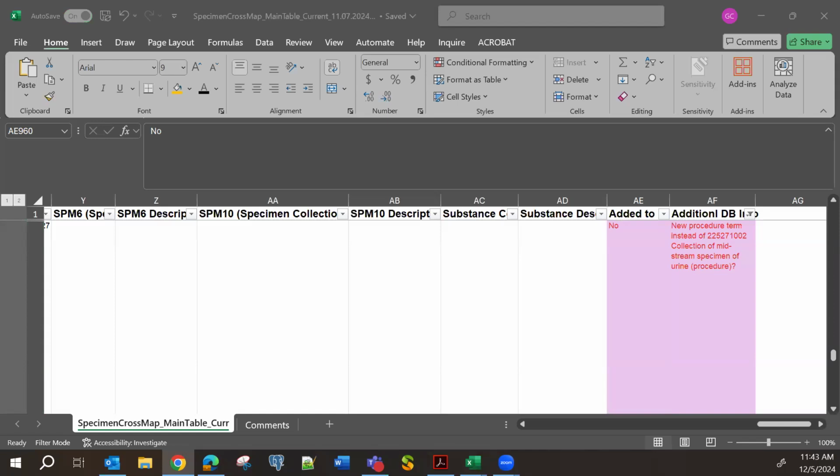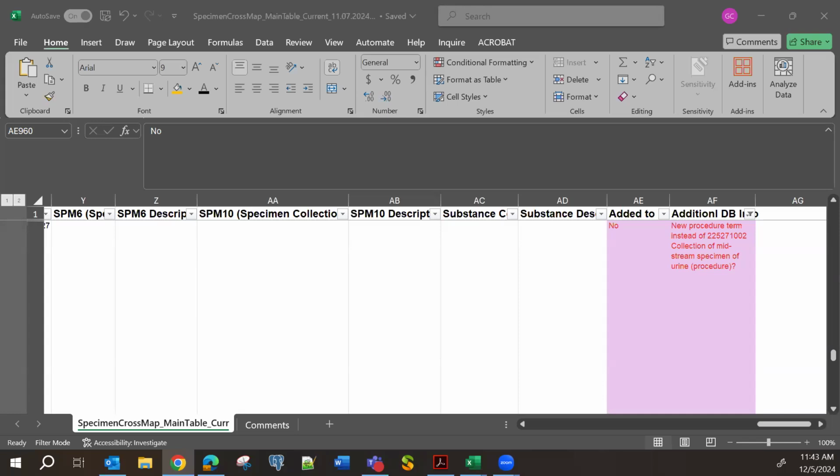So there ought to be a SNOMED code for that now. So we have, I'm not seeing anything that indicates a midstream or a mid-void biocatheter. I am seeing a collection of early morning midstream specimen of urine by clean catch, and a collection of midstream specimen of urine. But those are the only two.